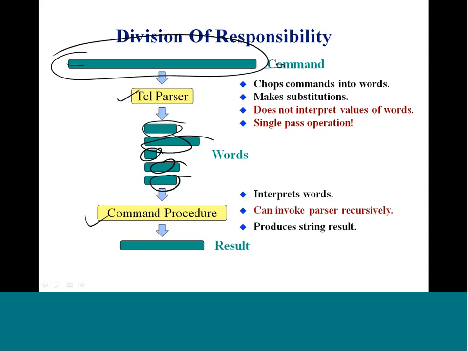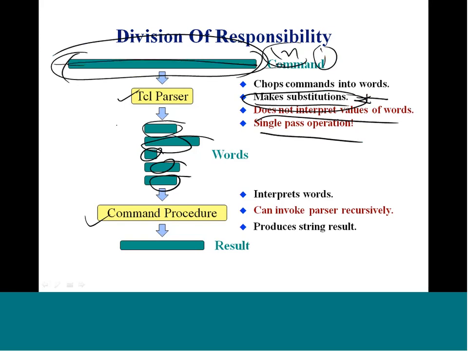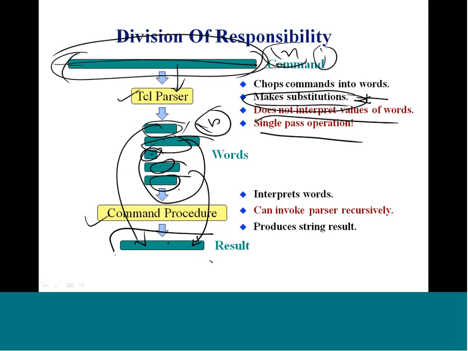Mainly it also makes some substitutions, which we will come to. It does not interpret any values of words, so it does not assign anything, and it is a single pass operation. A command is separated by either a new line or a semicolon. It gets everything that forms this command, and then in the Tcl parser, it first breaks it into multiple words based on just the white space character. Then it sends these words to the command procedure, which interprets the first one as the command and the remaining ones as arguments. It processes them and produces a string result, and that result is what is stored here.